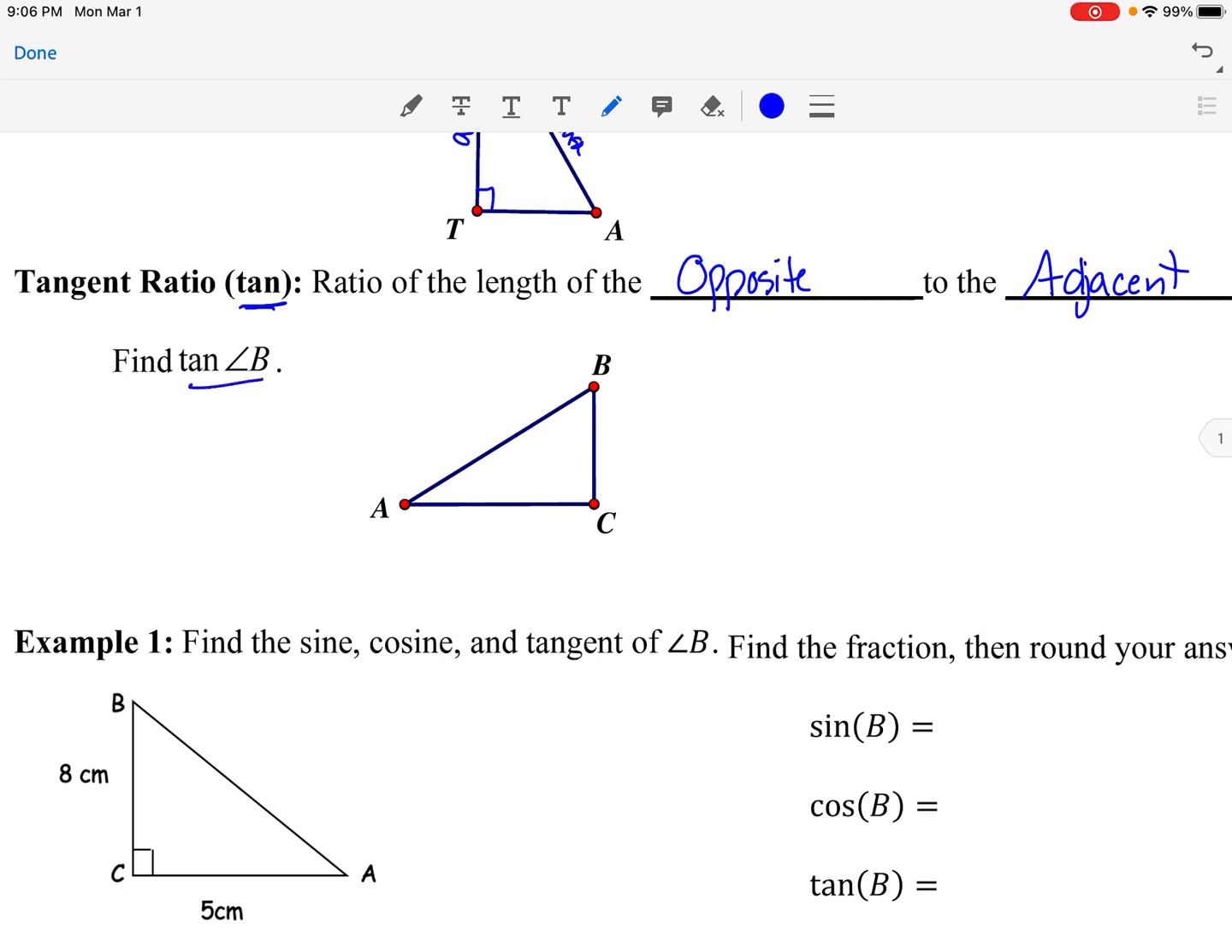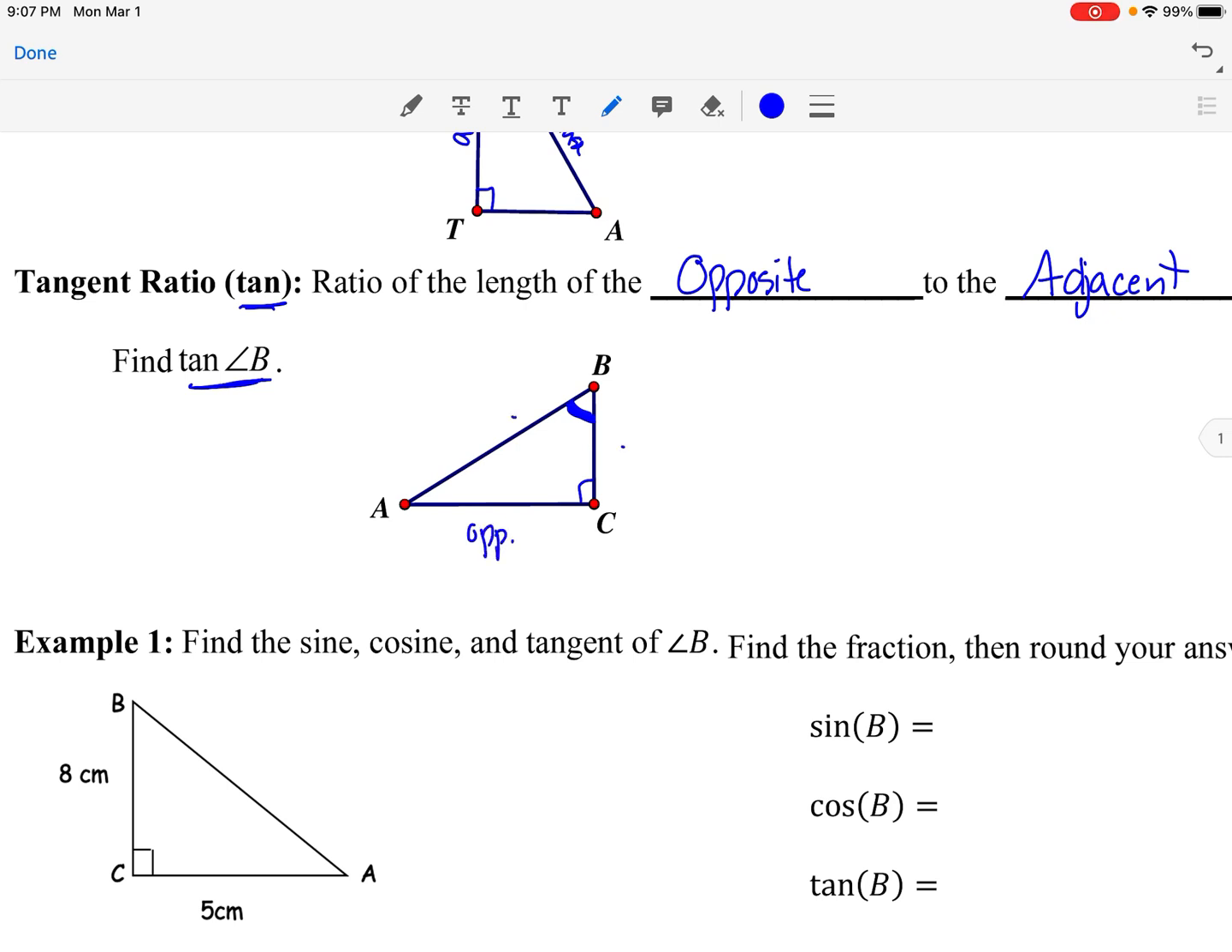Okay, so this one says find tangent of B. Remember, we have to look here first to figure out which angle our focus angle is. So angle B is up here, my 90 degrees is here. Looking at angle B, I need the opposite, which is on the opposite side of the triangle from the angle. So that goes here.